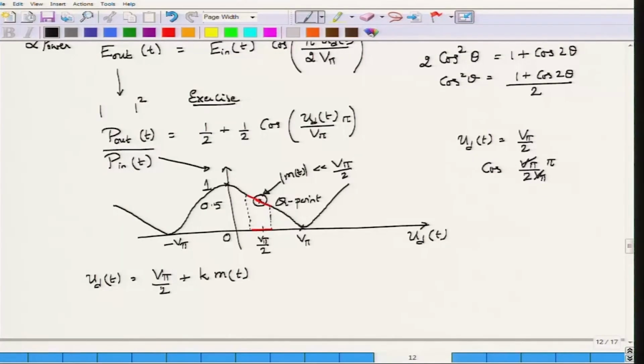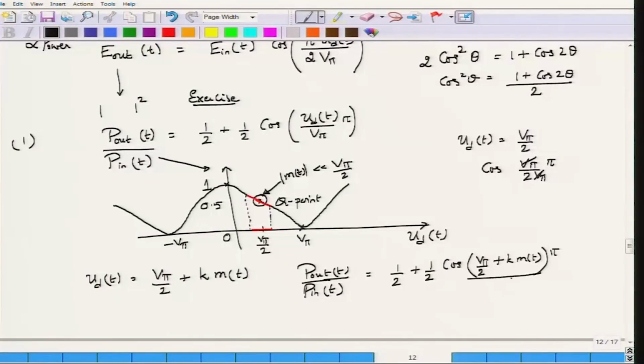So, you have the difference signal u d of t which is equal to V pi by 2 plus some constant k into m of t. Now, I substitute this into the expression here, let me call this equation 1. So, let me substitute this into equation 1 and then simplify to find what I get. The ratio P out by P in of t, this is the left hand side of equation 1, would be equal to half plus half cos of (V pi by 2 plus k into m of t) into pi divided by V pi.